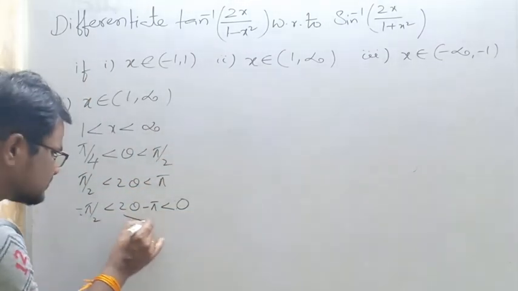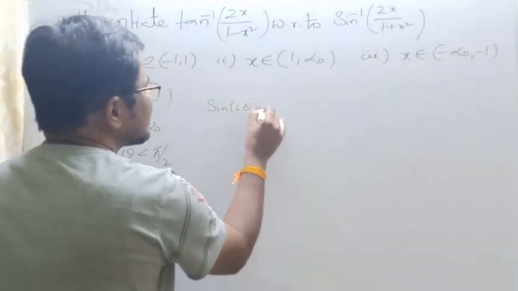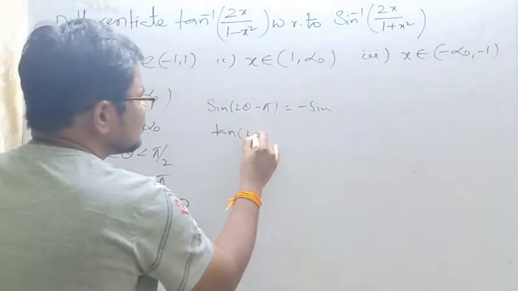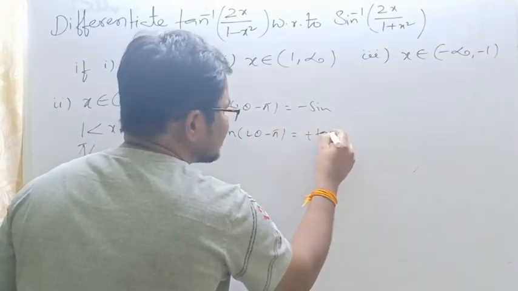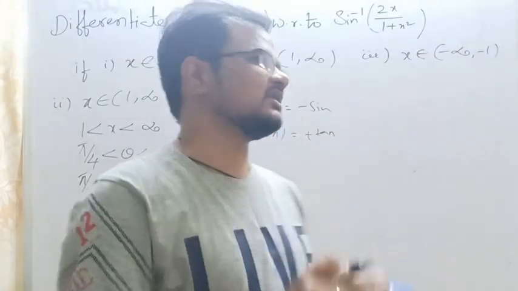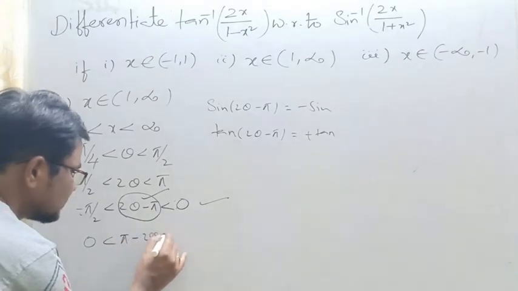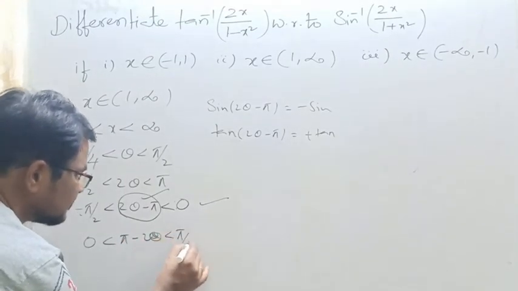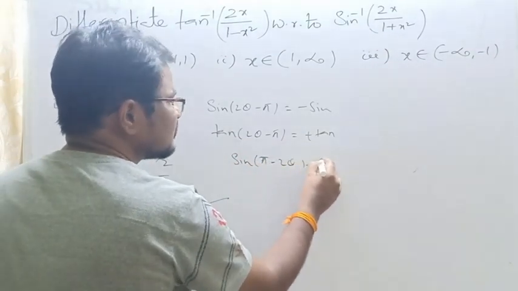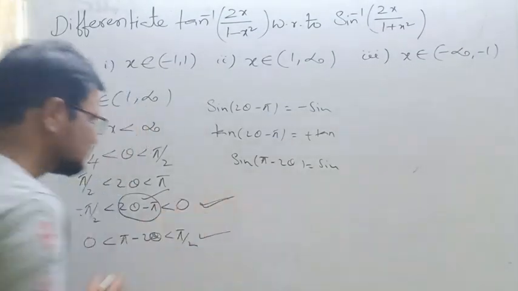But once you observe here, if you apply sine of 2 theta minus pi, you get minus sine. But tan of 2 theta minus pi gives plus tan, which means this angle exists for tan only but not sine. So if you multiply with minus, 0 less than pi minus 2 theta less than pi by 2. So sine of pi minus 2 theta equals sine, which exists for sine inverse, and this exists for tan inverse x.